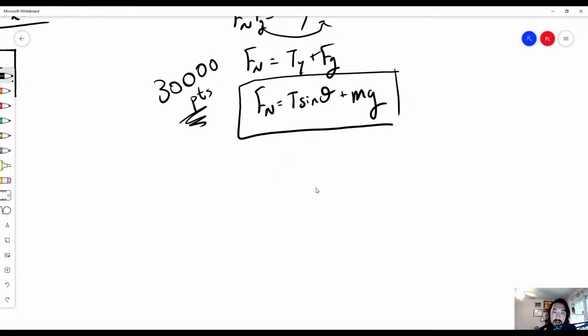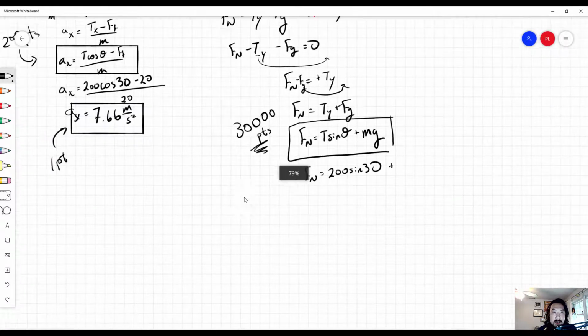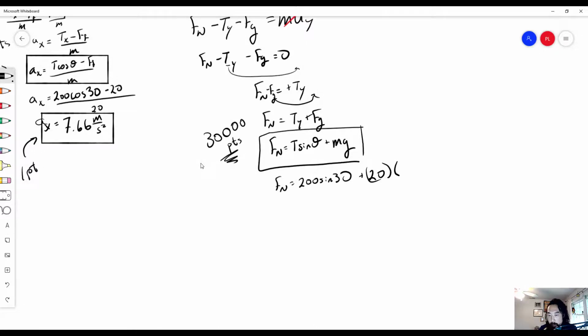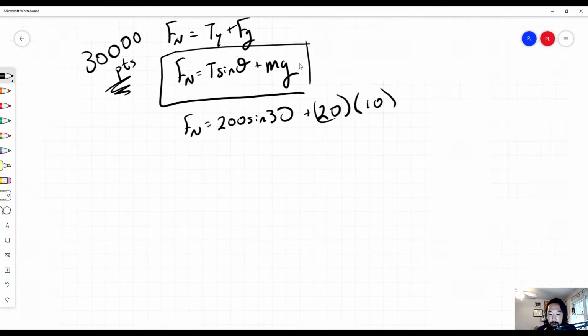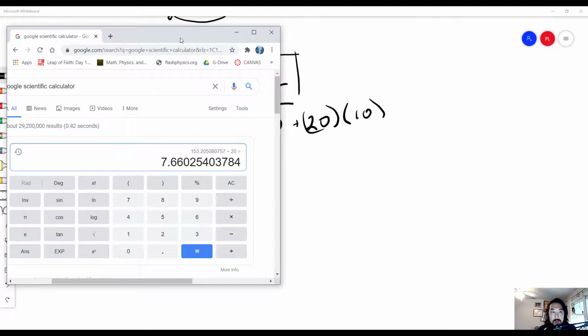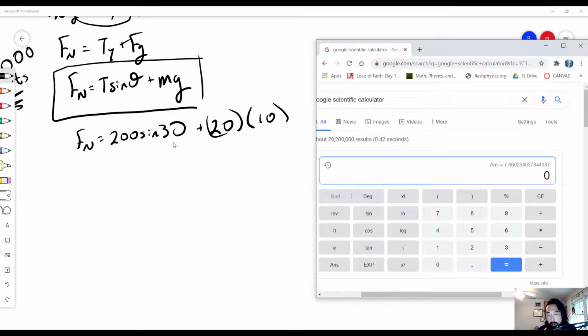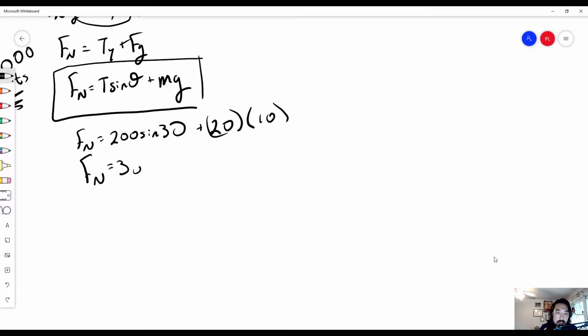All right, but let's figure out a numerical answer. So we want F of n is equal to the tension, what was the tension? I believe it was 200, times the sine of 30, plus the mass. What was the mass of this object? The mass of the object was 20 kilograms. 20 kilograms times 10. If we bring out our handy dandy, ever so trusty Google Scientific Calculator, I'm going to do this individually: the sine of 30 times 200, plus, parentheses, 20 times 10. And we get 300. So our final answer is 300 newtons.